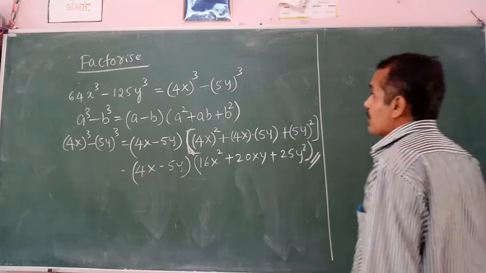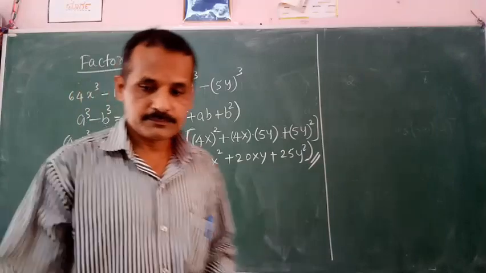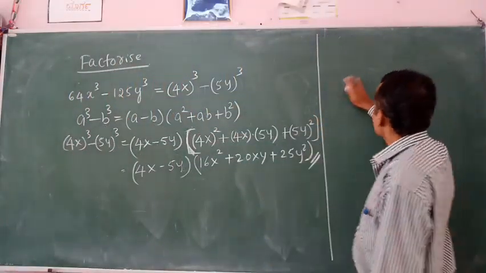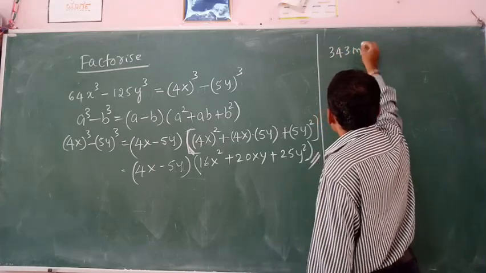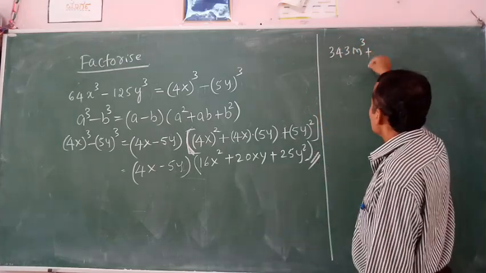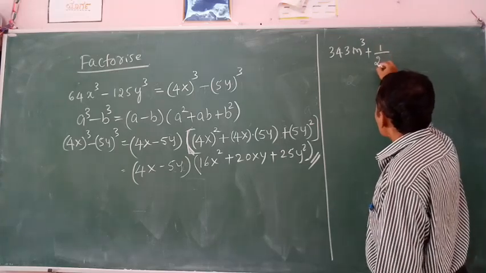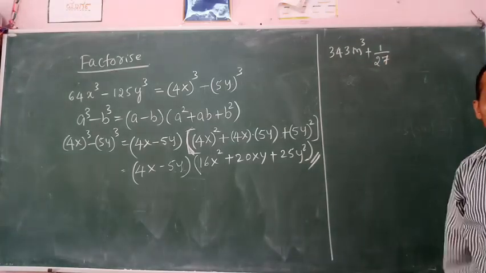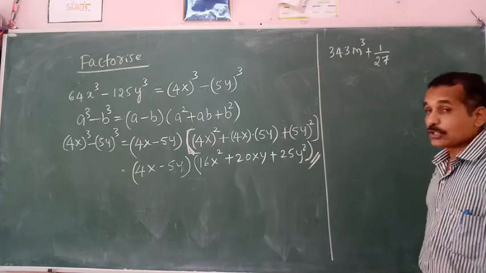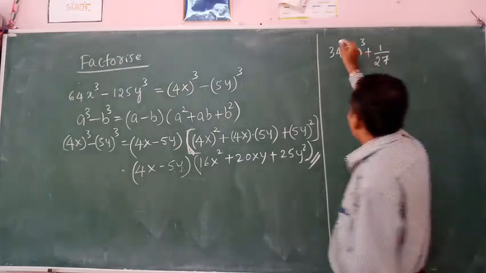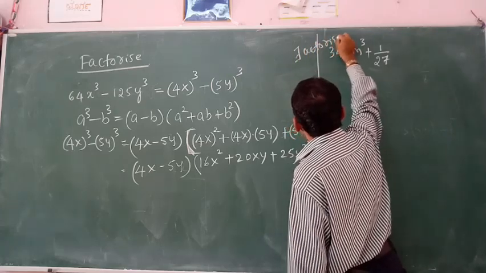Let me go for one more problem. Let me take 343m cube plus 1 by 27. That's all. Now the question is, under the heading again, under the heading what? Factorize. Under the heading factorize.